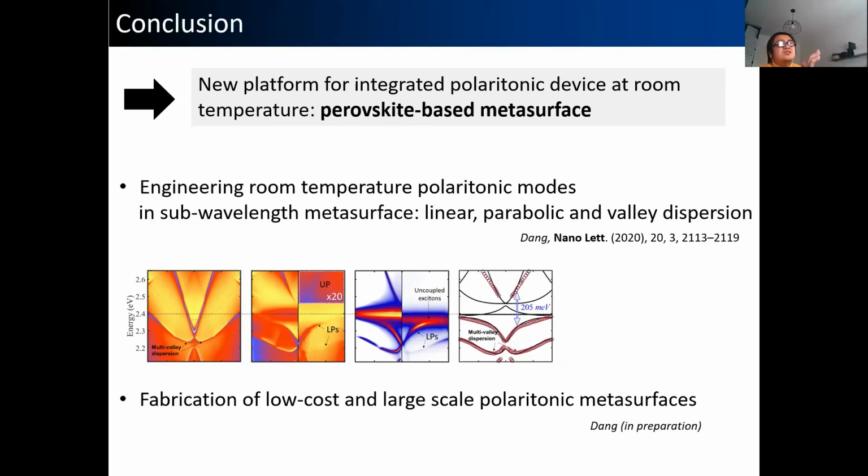So there are two line widths. The first one is the radiative losses. That one we can control by designing the photonic modes, or by making bound states in the continuum, or making almost guided polaritons. But then, of course, you have the inhomogeneous broadening, which is due to the fabrication techniques. So this one needs to be improved by using a better imprint machine.